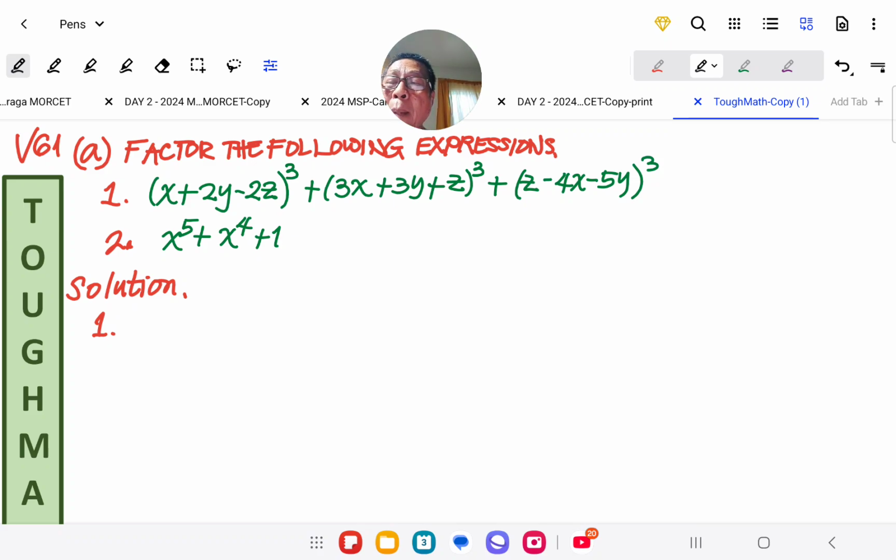So, our first problem is a factoring problem. Factor the following expressions: (x + 2y - 2z)^3 + (3x + 3y + z)^3 + (z - 4x - 5y)^3. And then the second factoring problem is x^5 + x^4 + 1.